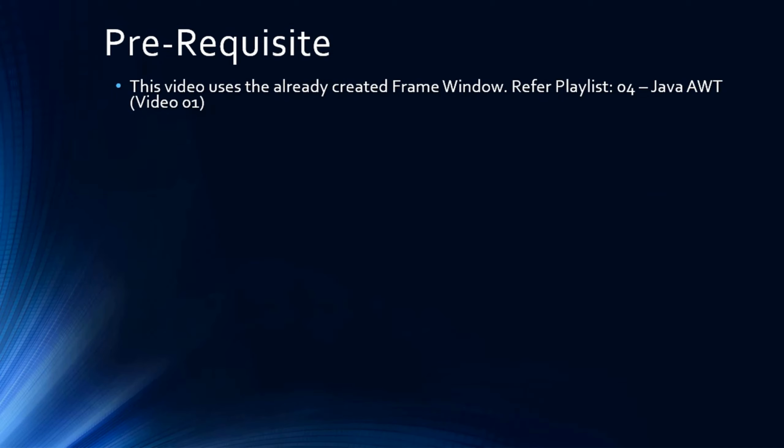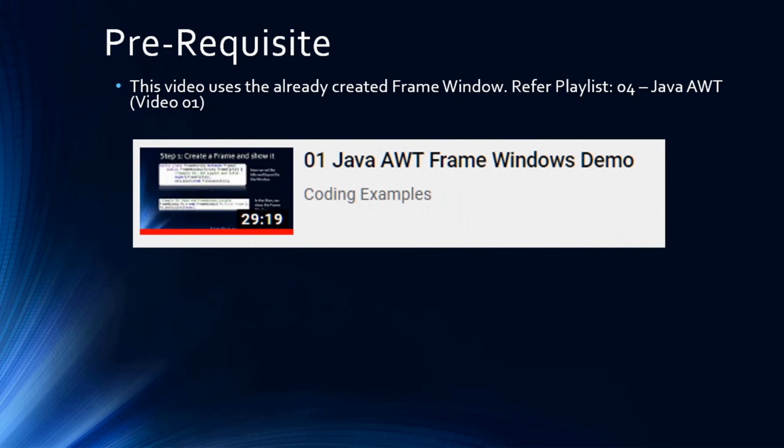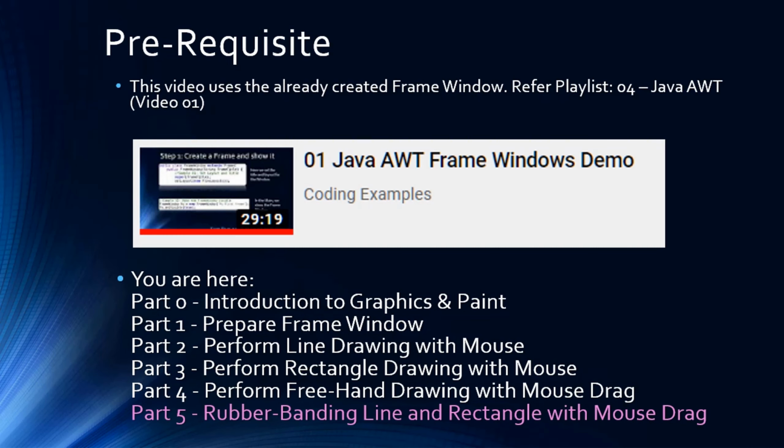This video uses the already created frame window, so you can refer to the video here. The playlist is 04. The very first video in that playlist shows how to create the frame window. Then in this sub-series we already covered 5 parts, and now we are in the 6th part, that means part 5, since we started from 0. Here we are going to perform rubber banding for line and rectangle.